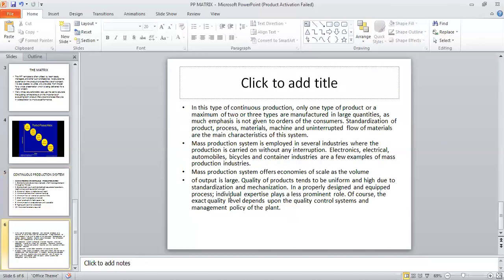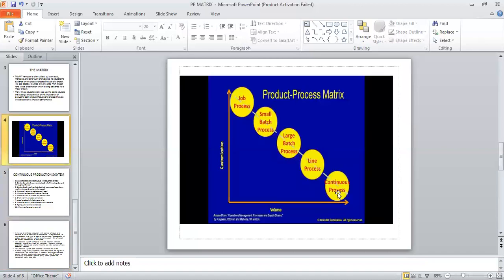So here, this continuous kind of production is again divided into two parts: the mass production system and the line production system. Here I am showing you. Continuous means volume is high. We are not focusing on variety, and everything is based on a standardized concept. And the continuous production system is again divided into two parts: line and mass production system.